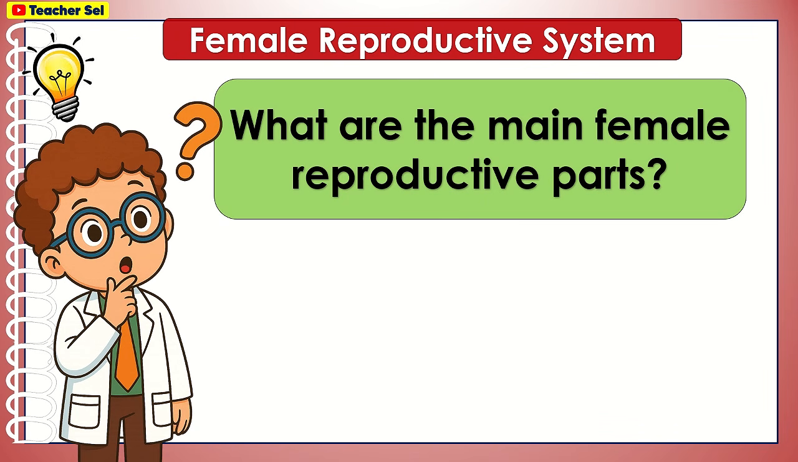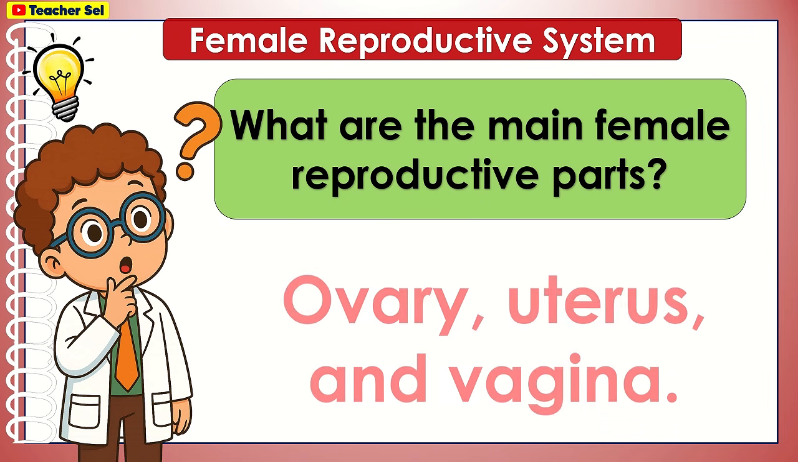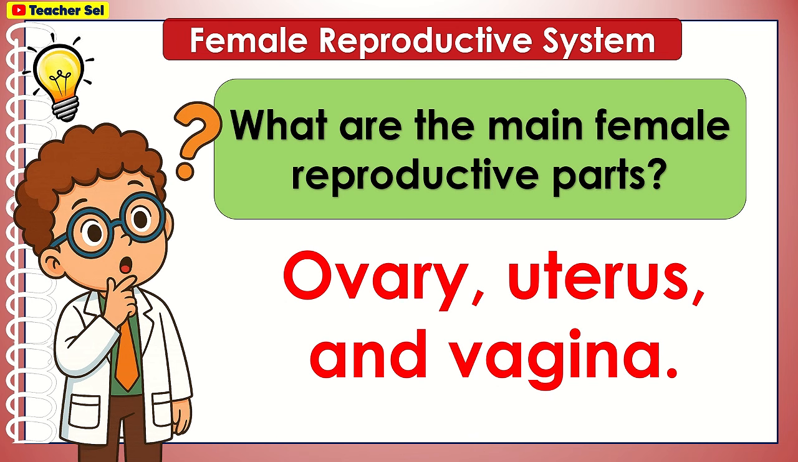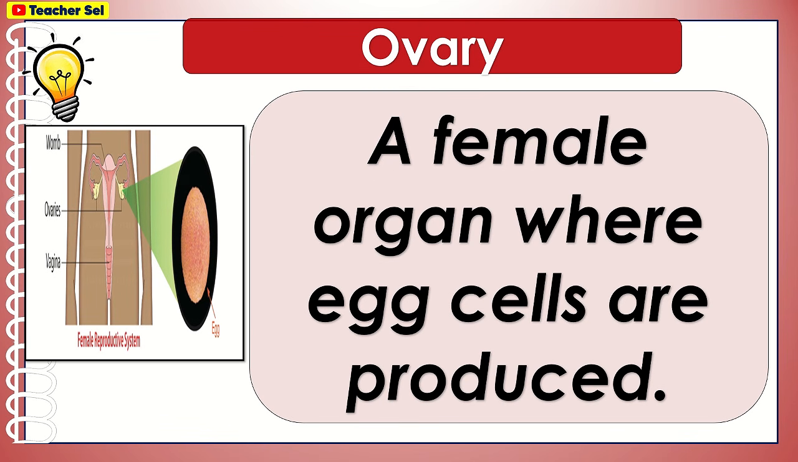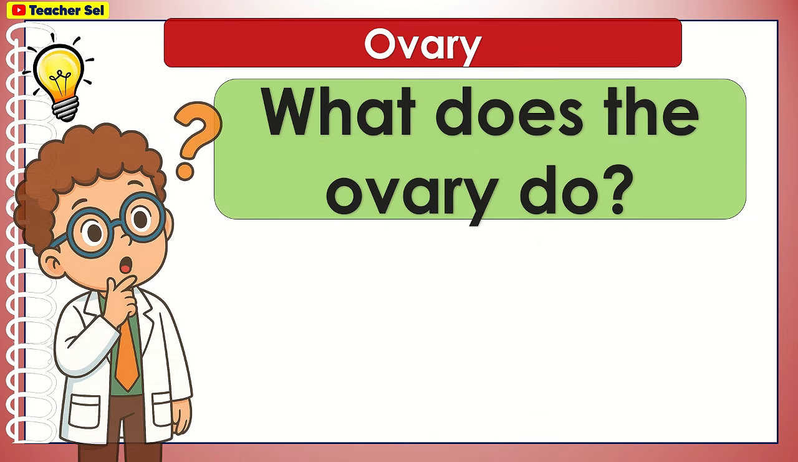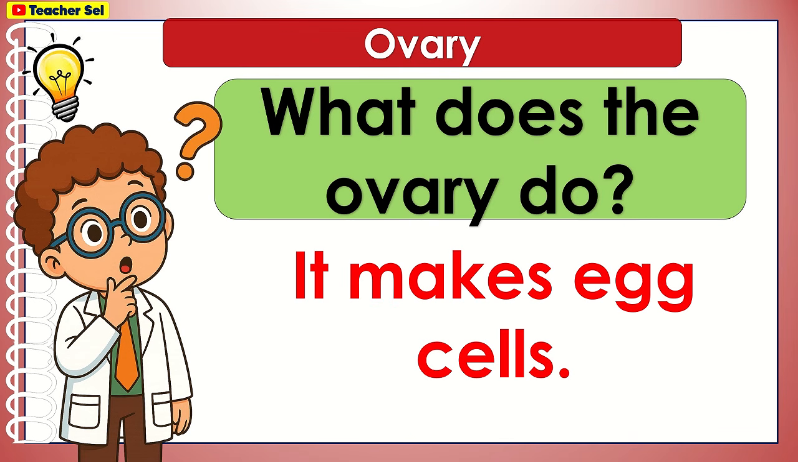What are the main female reproductive parts? These are ovary, uterus, and vagina. Ovary, a female organ where egg cells are produced. What does the ovary do? It makes egg cell.